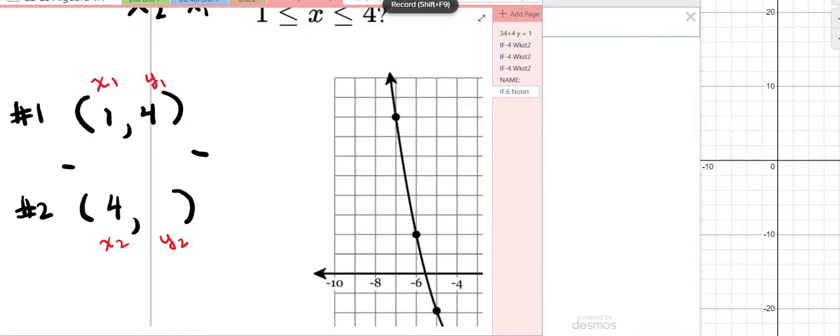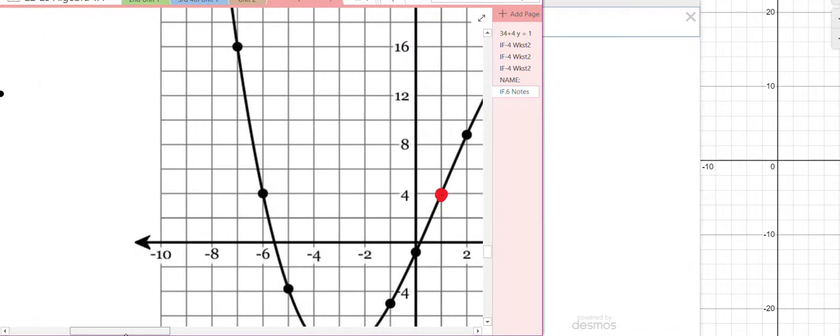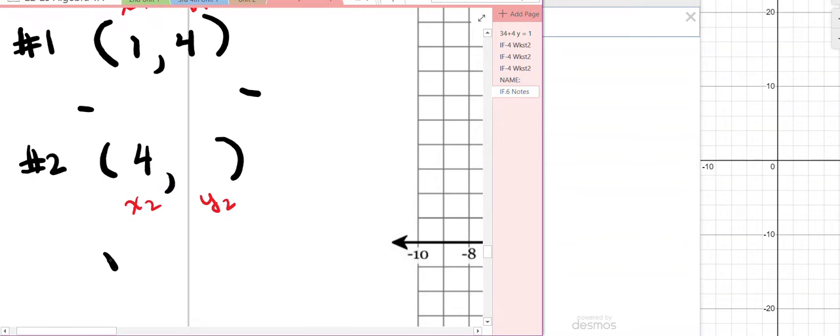Now we're going to look for x equals 4. Of course, it's not cooperating, so hold on one moment. Okay, I got it to work. And so we're looking for x equals 4, which is right here, and the function value is over here. So that is 16, okay? So we know that the function value is 16.